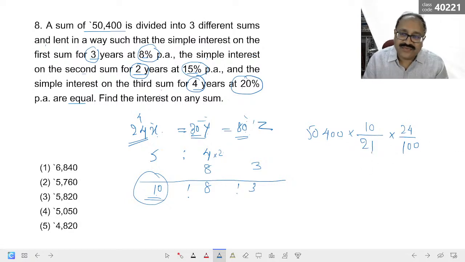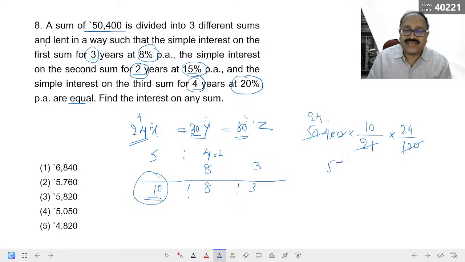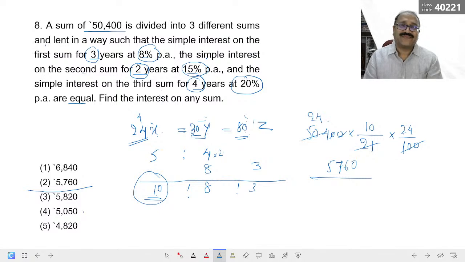Here I notice that with 21 this gets cancelled. How many times? 24 times here. These zeros get cancelled over here. 24 into 24 is 576 followed by one zero here. Okay, Nilambar. Yes, Vidisha rightly said 5760. 5760, Nilambar, and it is option 2. Any question here to anyone?